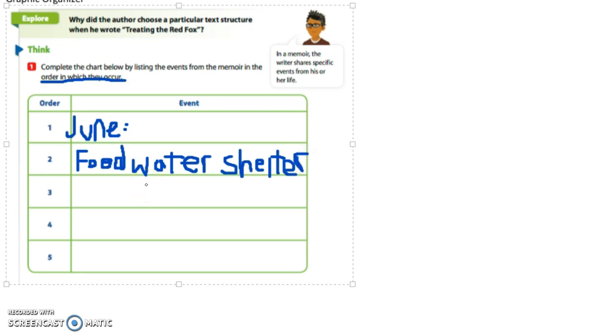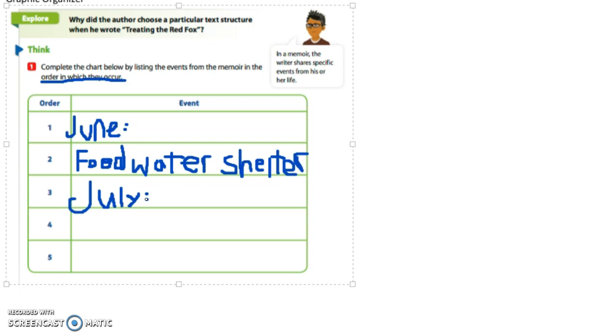The next thing that happened is in July, the fox was healed and left the writer's house. So in July, the fox was healed and the fox left the writer's house. Again, in July, the fox was healed and left the writer's house.